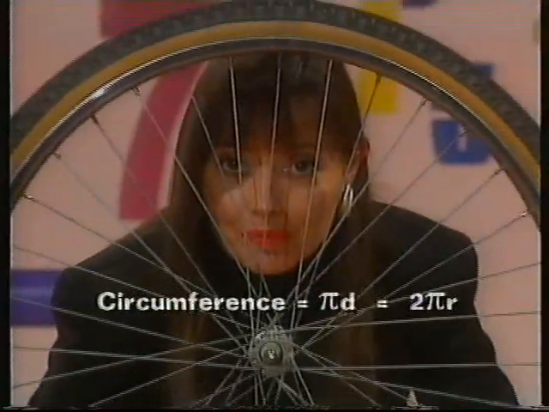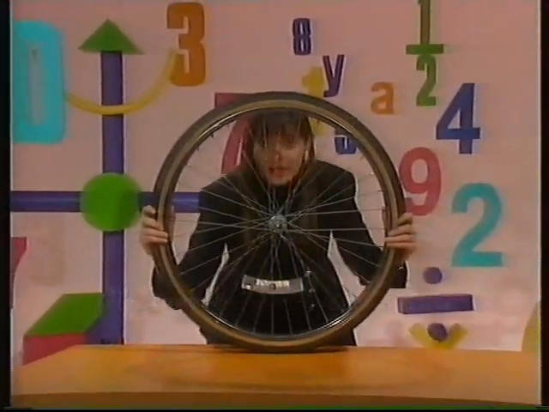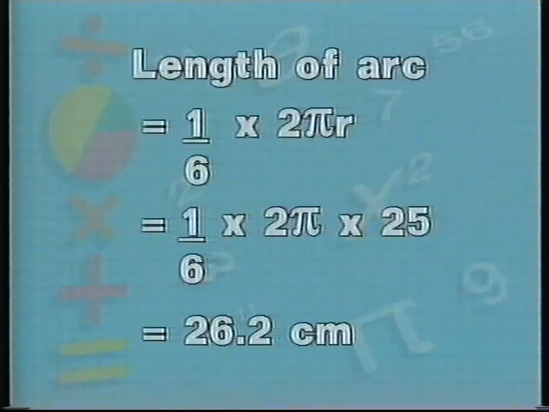This wheel has a diameter of 50 centimetres. What is the distance 60 degrees around? Well, first, calculate what fraction of a circle that is. There are 360 degrees in a circle, so you've gone 60 divided by 360, or 1/6 of the way around. So the length of the arc is 1/6 of the total circumference, and substituting in the value for the radius of 25 centimetres, we have 26.2 centimetres.